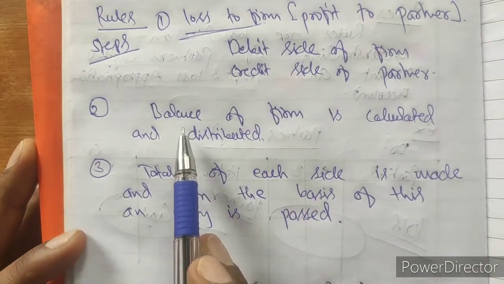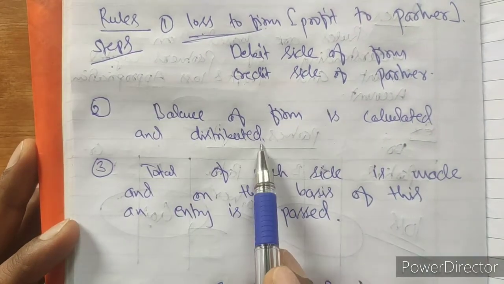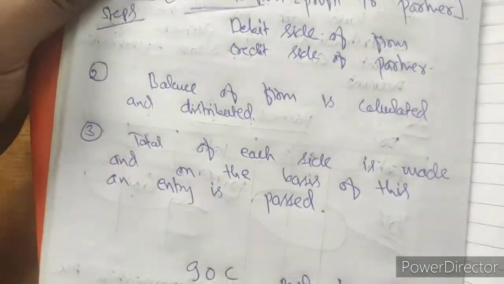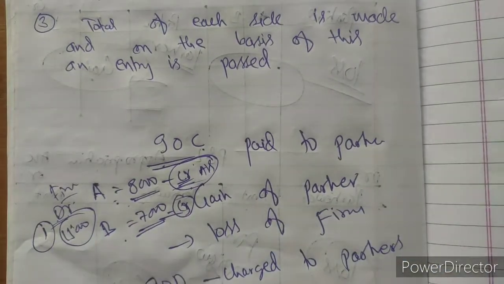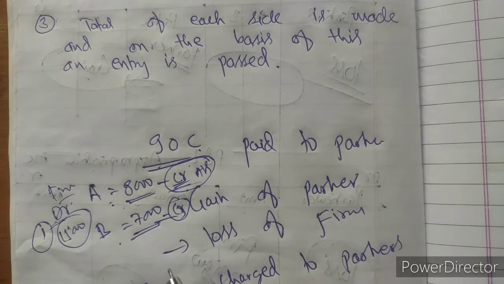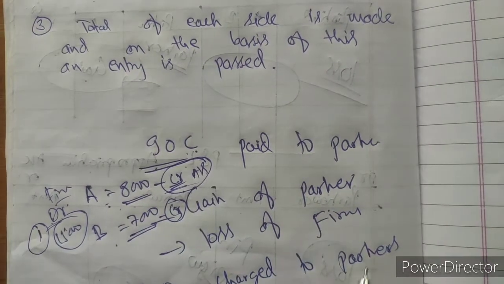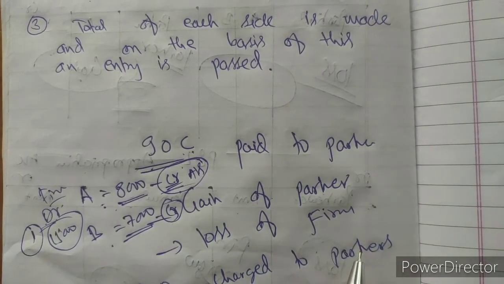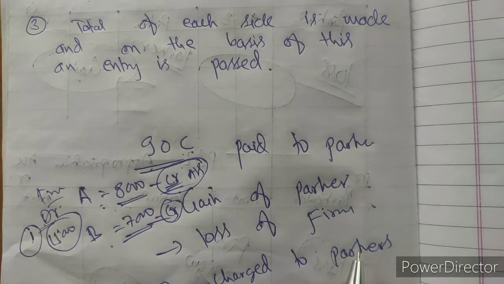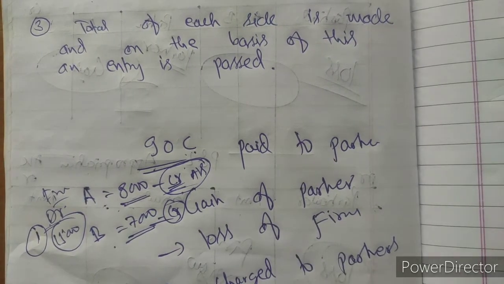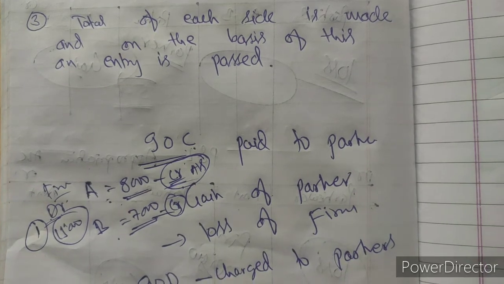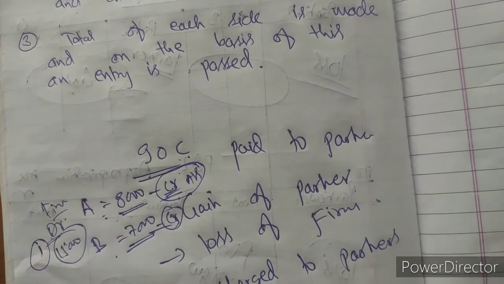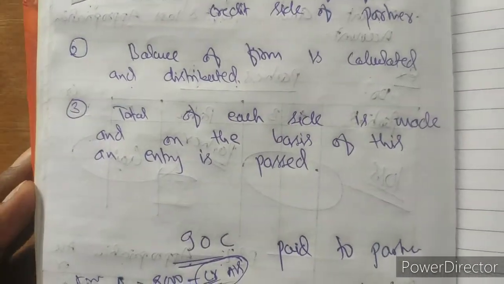Then the balance of the firm is calculated and distributed. After doing this, whatever omission you have made, suppose you forgot to give interest on capital or interest on drawing, or you have given it wrongly. If you have given wrong interest on capital, then you will take it back. The wrong one will be taken back, and again you will give the right interest on capital. If you have charged wrong interest on drawing, the wrong interest on drawing will be paid back to the partner, and then the right interest on drawing will be charged. Whatever correction is there, we have to do.